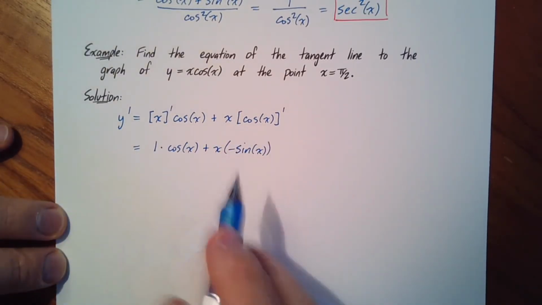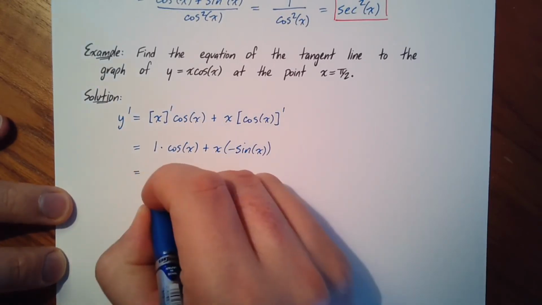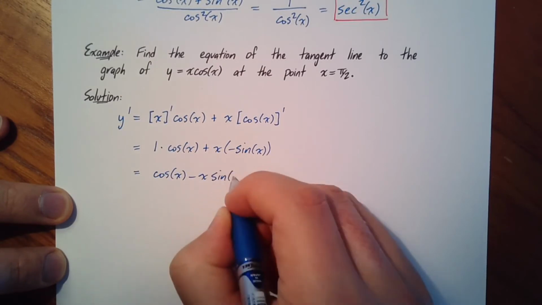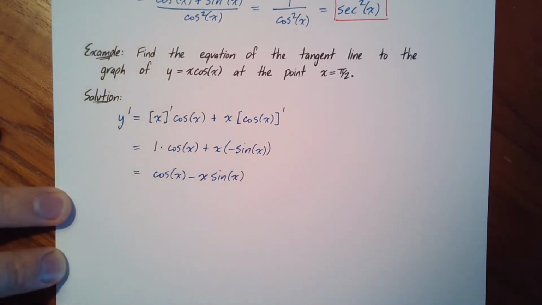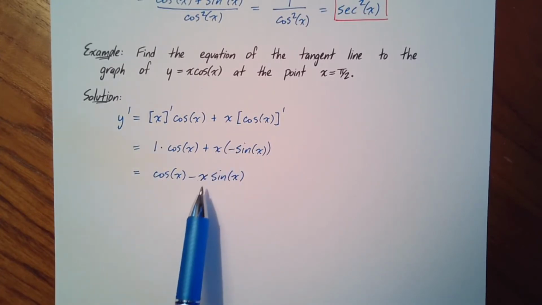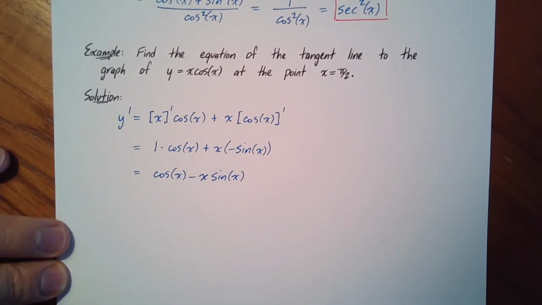Now, if I clean this up a little bit, I'm just going to get cos of x minus x times sine of x, right? Because that 1 doesn't do anything, and that negative can come out in front. So that's our derivative. Now what about our slope?